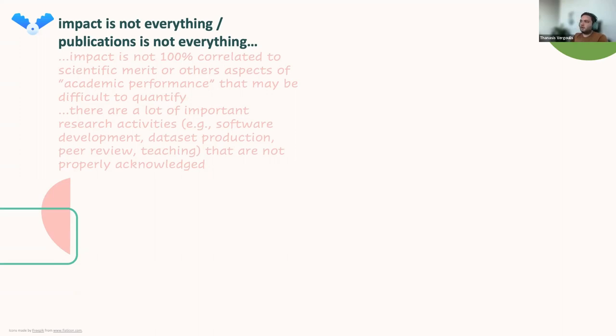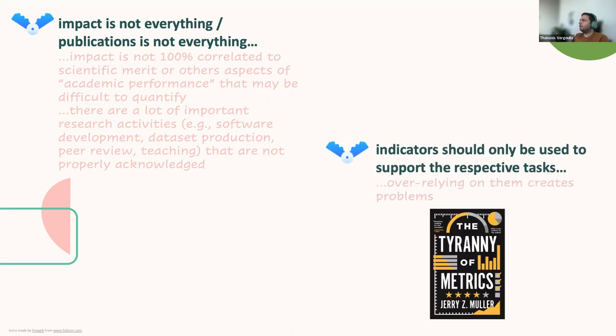So there are aspects of academic performance that may be difficult to quantify. But these aspects may also be important. And of course, publications are not everything. As we said, most of these profiles are focusing on a list of publications, but we all know that there are a lot of important research activities like software development, dataset production, peer review, and teaching that are not related to the scientific articles someone is writing. They are vital for research itself and for science, but they are not always properly acknowledged.